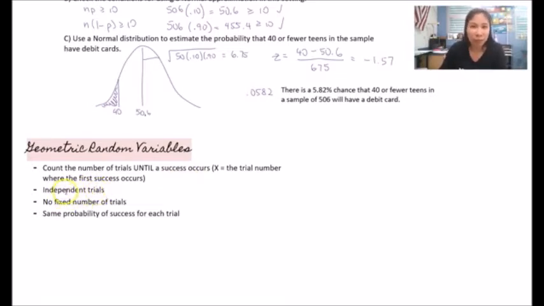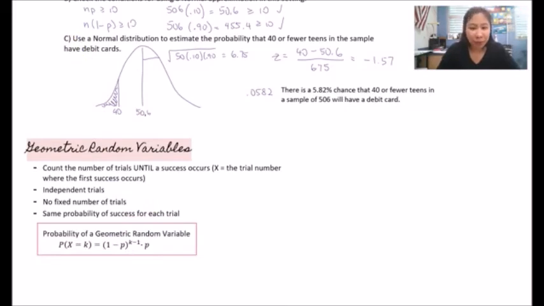The other rules for geometric are still similar. You have to have independent trials, and the same probability of success for each trial because of the independent trials. The only thing is there's no n. There's no fixed number of trials because we're going to keep trying until we get a success. So technically you could fail forever and then finally get a success after, I don't know, whenever. So there's no fixed n.